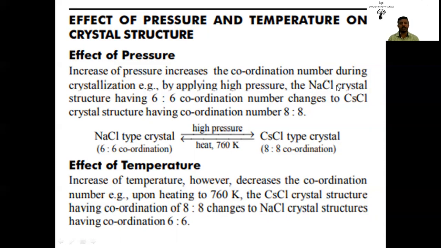By applying high pressure, the NaCl crystal structure having 6:6 coordination number changes to CsCl crystal structure having coordination number 8:8. And if you increase the temperature, a decrease in coordination number takes place. Upon heating to 760 Kelvin, CsCl crystal structure having coordination number 8:8 changes to NaCl crystal structure having coordination number 6:6. So you can remember this simple reaction: NaCl type of crystal on increasing pressure changes to CsCl type. CsCl type on increasing temperature to about 760 Kelvin changes to NaCl type of crystal.